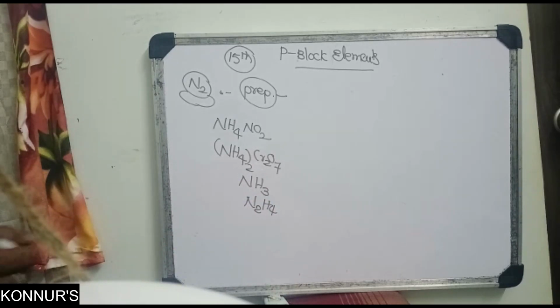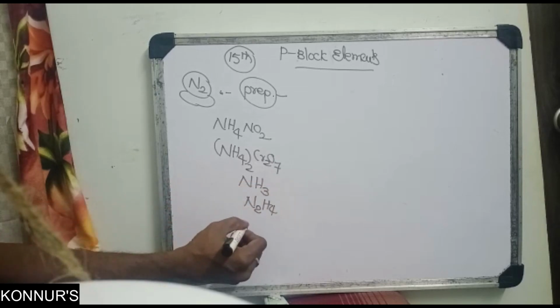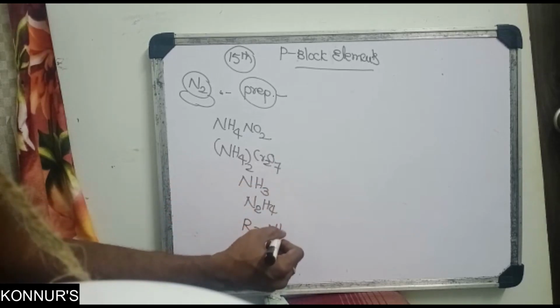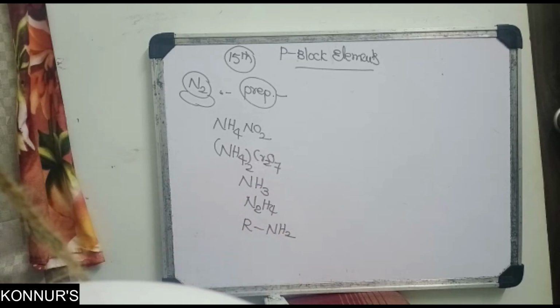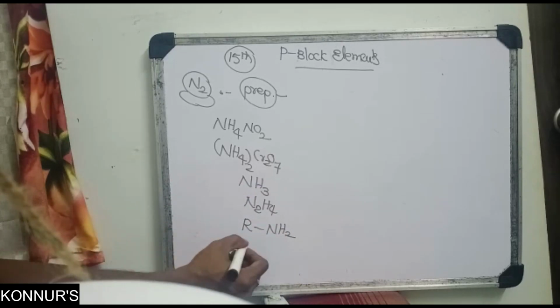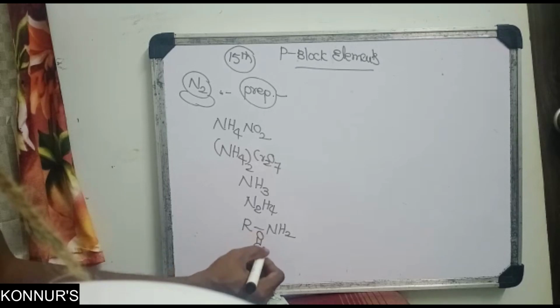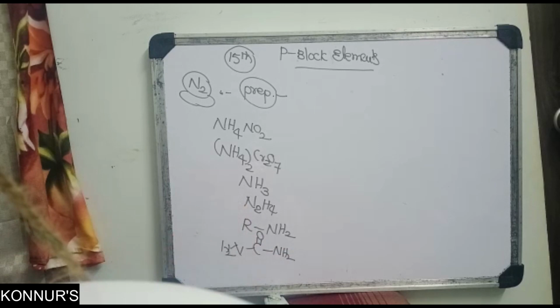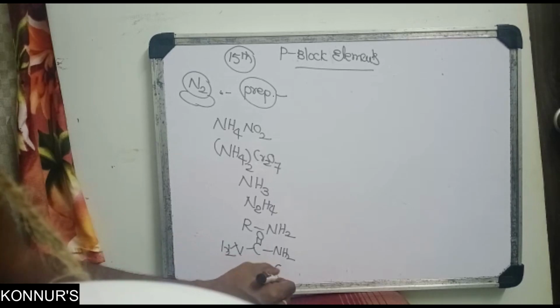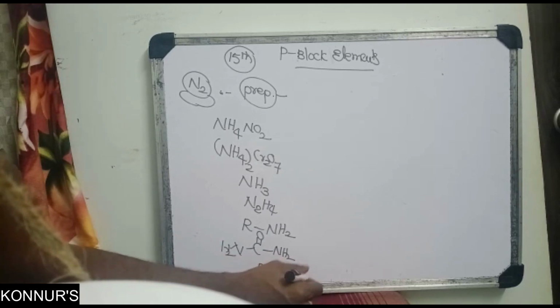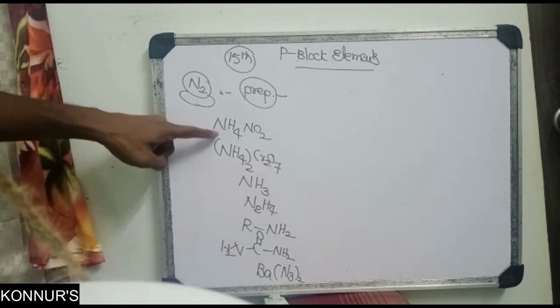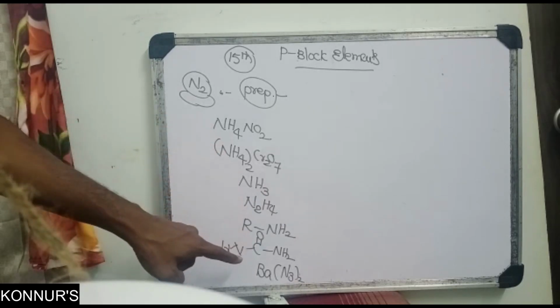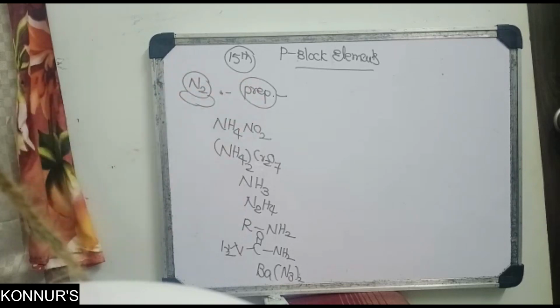Next, in organic chemistry, RNH2, amine. Similarly, urea, C double bond O, NH2, NH2. Next, any other compound, that is azide, barium azide. So these all are nitrogen-containing compounds. From these you can prepare nitrogen.